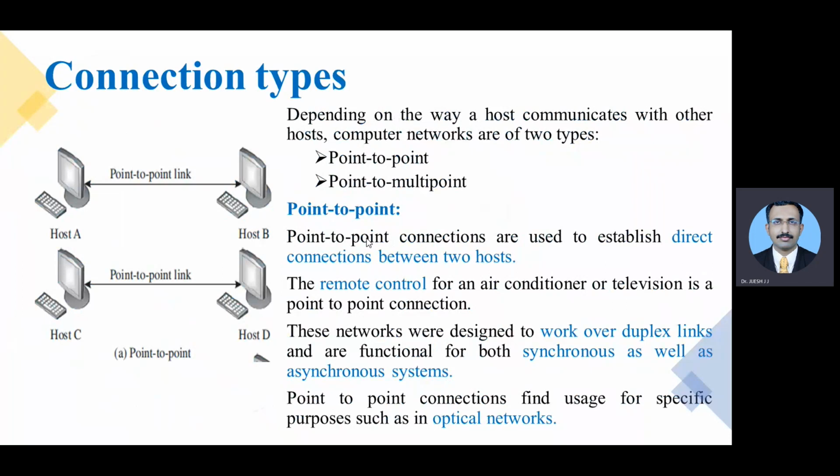It can be classified as two types. What are those two types? Point to point and point to multi-point. So what is meant by point to point and point to multi-point? Yeah, you have one close friend, point to point. You have 10 close friends, point to multi-point. Very easy to remember.